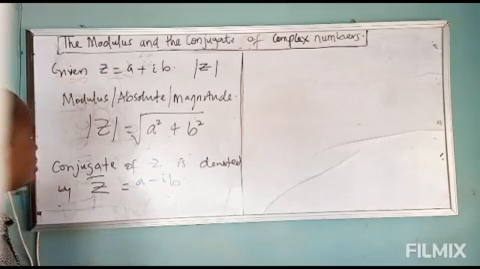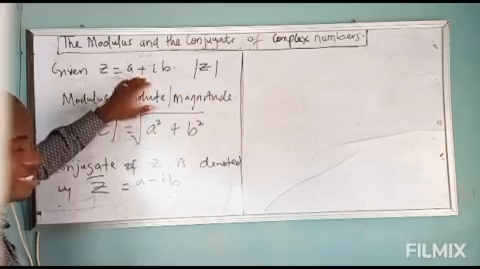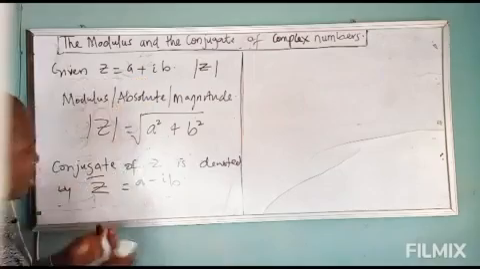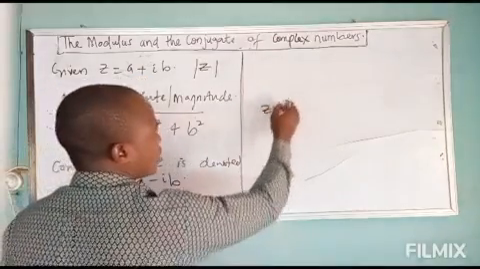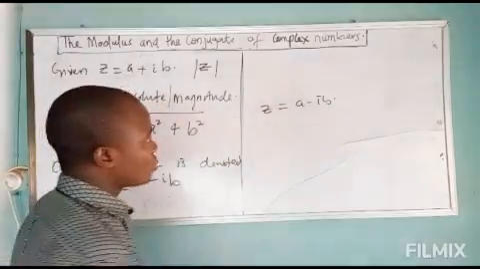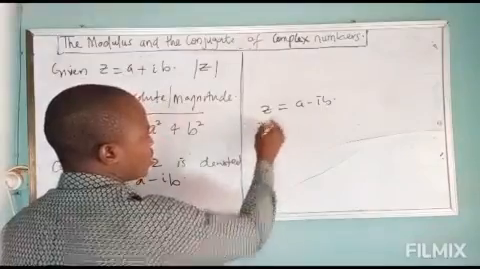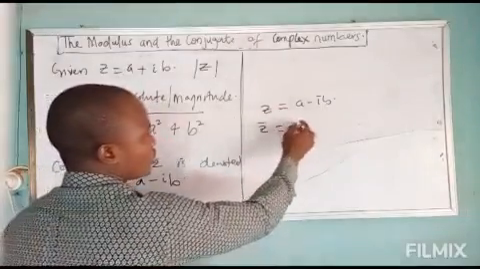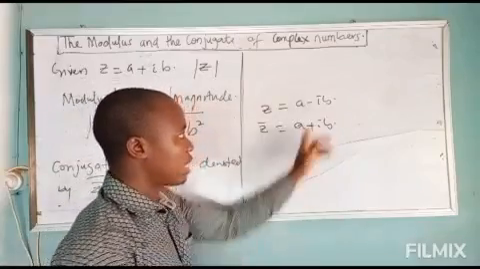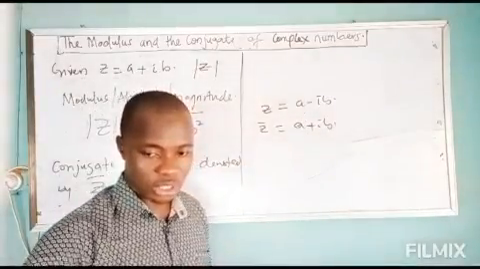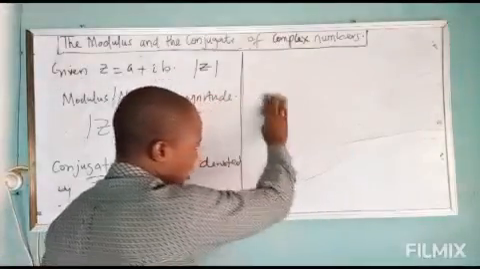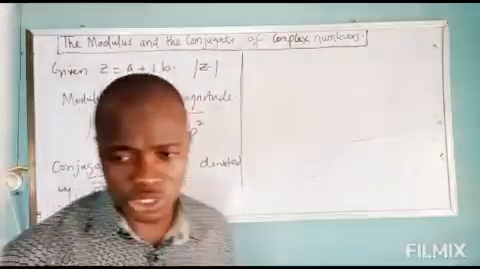So what did we do? We just changed the sign to minus. Now let's say we are given z equals a minus ib. If we ask you to find the conjugate of it, the conjugate will be a plus ib. We just change the sign from minus to addition. Do you get what I'm saying? So that is about the conjugate of z.